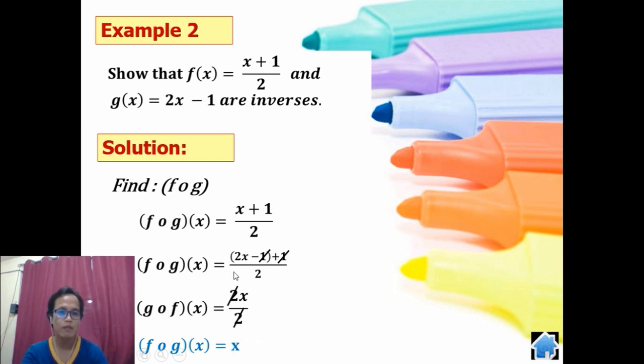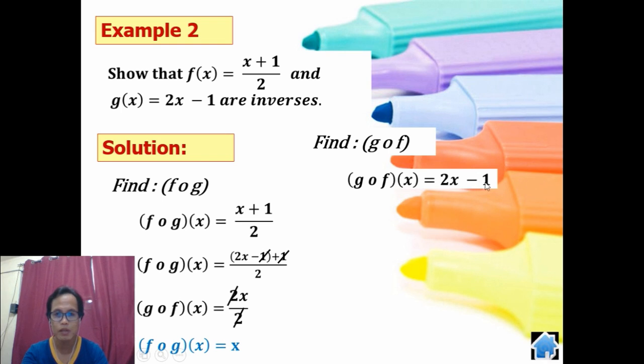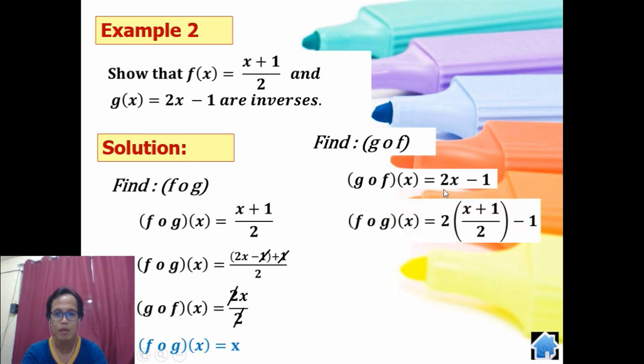Now, we will do the reverse. We will find the composition of the functions g and f. This time, we have g first, meaning, we start with 2x minus 1. So, our g is 2x minus 1. From this 2x minus 1, we substitute the function of f of x, which is x plus 1 over 2. So, 2 times x minus 1. So, we replace the x there with x plus 1 over 2.